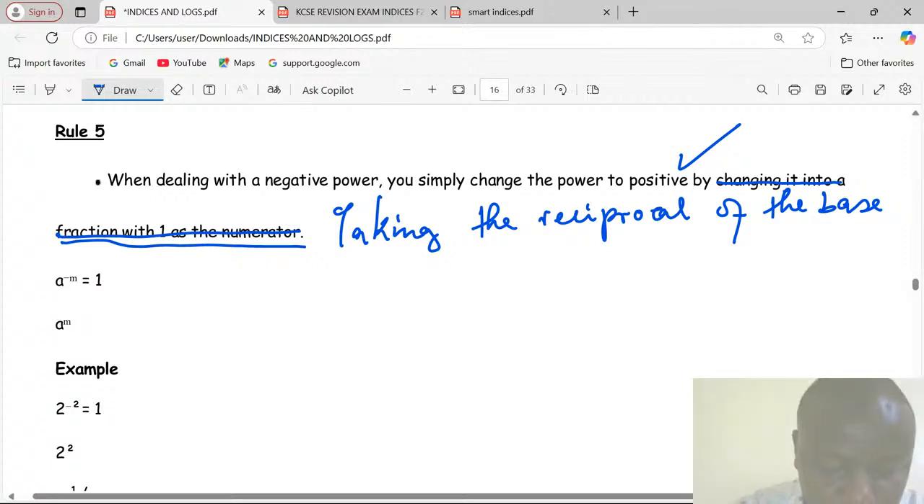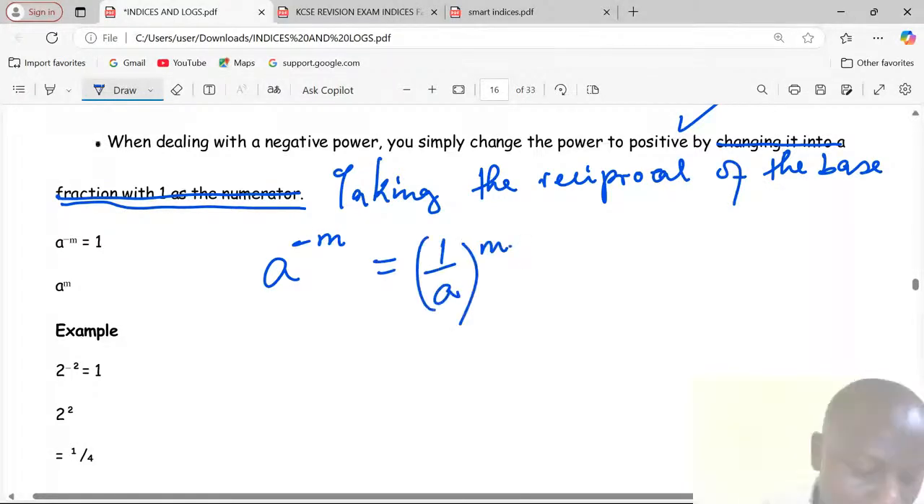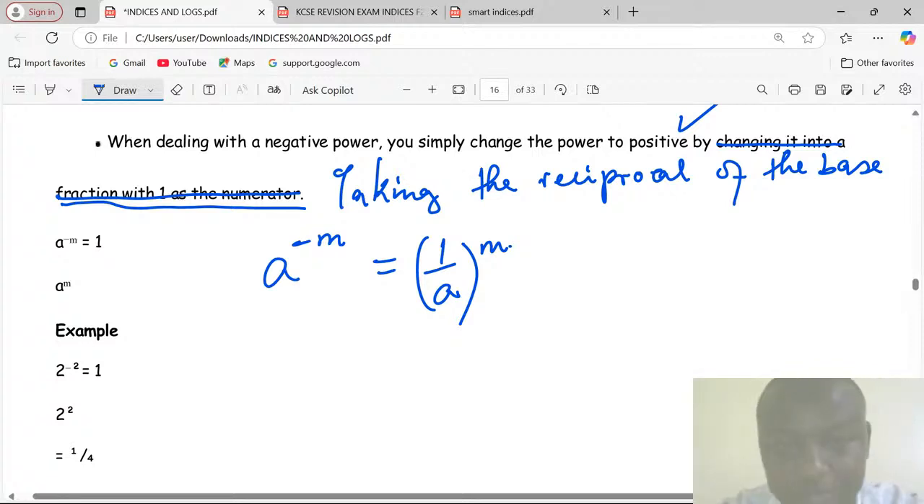That is what you're supposed to understand. Just take the reciprocal of the base, the power becomes positive. So given number A raised to an index which is negative, then we solve this by taking the reciprocal of A, then the power becomes positive.